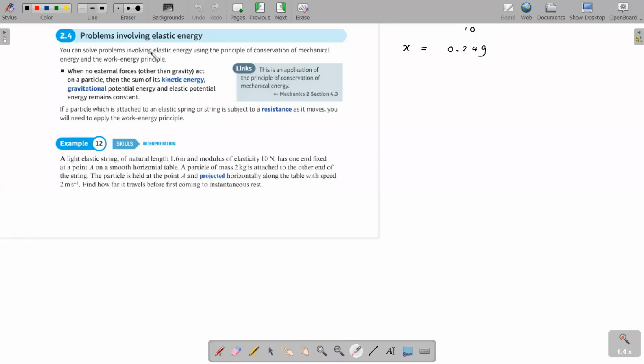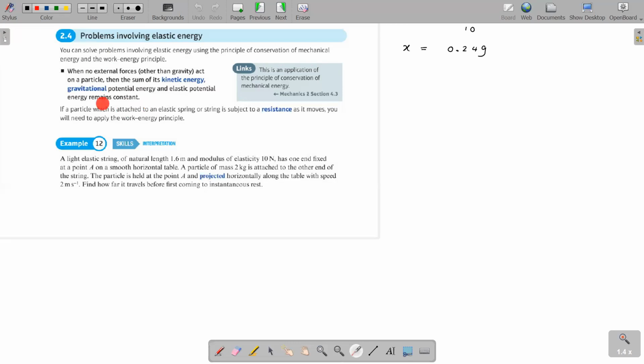Okay, so now we move to the final section of this lesson, problems involving elastic energy. We can solve problems involving elastic energy using the principle of conservation of mechanical energy and the work energy principle. These are principles that you learn in M2, right? When no external forces other than gravity act on a particle, the sum of its kinetic energy, gravitational potential energy, and elastic potential energy remains constant.